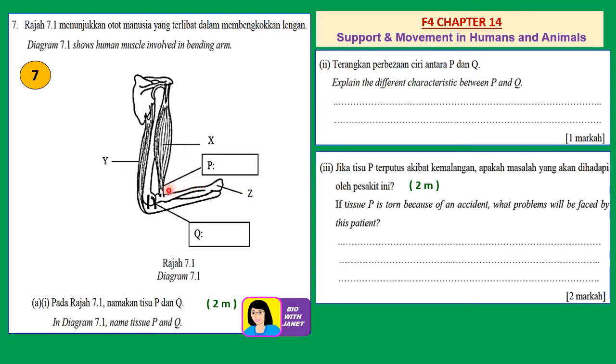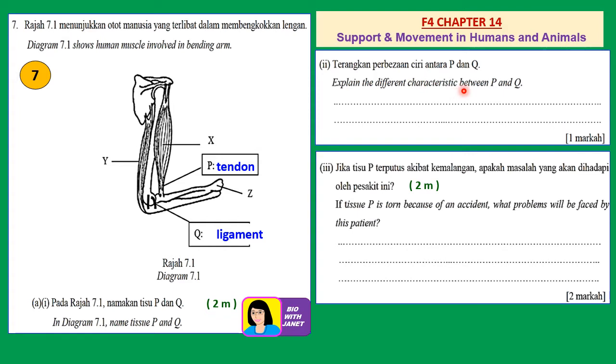So what is P? Now, P connects muscle X to bone Z, right? So this tissue must be a tendon, right? And Q connects bones together, all right? And helps to keep the bones in place at the joint there, right? Prevent them from being dislocated. So Q is ligament, all right? Connecting the bones together.